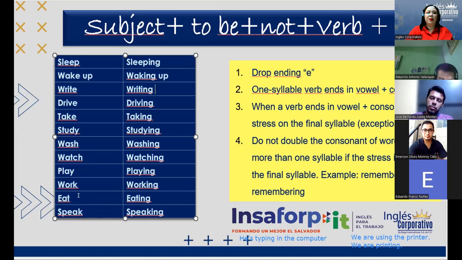Ese que les estoy diciendo puede ser como que acá pusiéramos el verbo get, for example. En el ing es de una sílaba, tiene consonante, vocal y consonante, entonces tengo que doblar la consonante para que sea correcto, okay? Get, getting, eat, eating. Eating no dobla la consonante. ¿Por qué? Porque no tiene una consonante antes de la vocal, ¿verdad? Ok, ¿estamos bien hasta ahí? Speak, speaking. ¿Estamos bien con esto? ¿Sí? Yes. Ok, there you go.